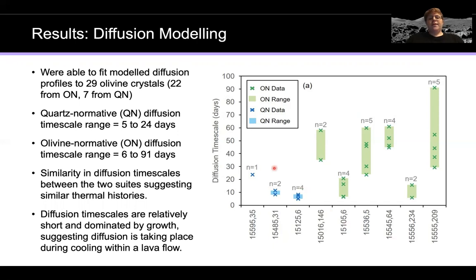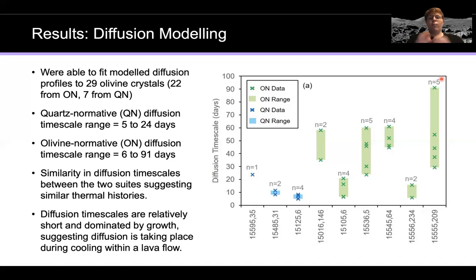As we can see from here, in blue, are our quartz normative samples and crystals, and we got a timescale range of 5 to 24 days from these. And then on the right here, in green, are the olivine normative diffusion timescales, and these range from 6 to 91 days. In general, the timescales between the two suites are quite comparable. They suggest that they've got similar thermal histories. We're talking similar ranges, in timescales from several days up to a couple of months.